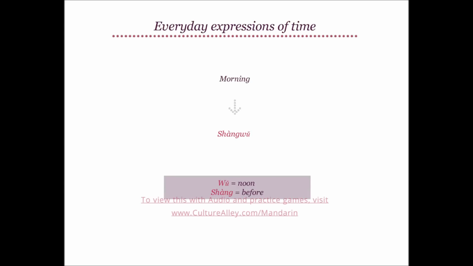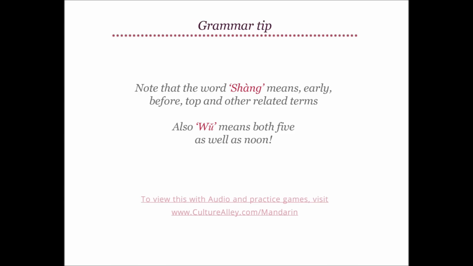Great! Now let's move on to the next one. Morning is translated as 上午, where 上, meaning before, is said with a falling tone, and 午, meaning noon, is said with a falling rising tone, making it 上午, or before noon. Here's a quick grammar tip for you. The word 上 has an array of meanings such as early, before, top, and other related terms. Also note that 午 is pronounced the same for noon and 5.